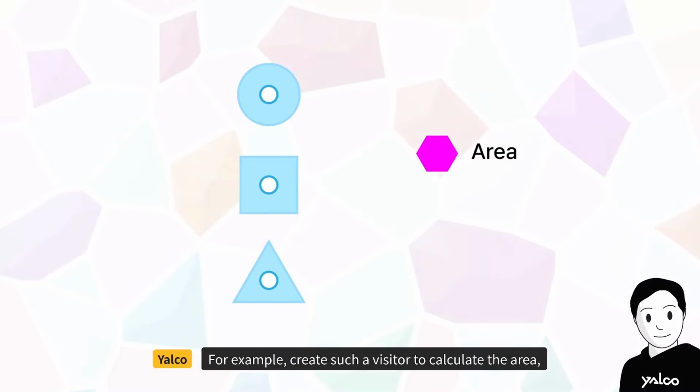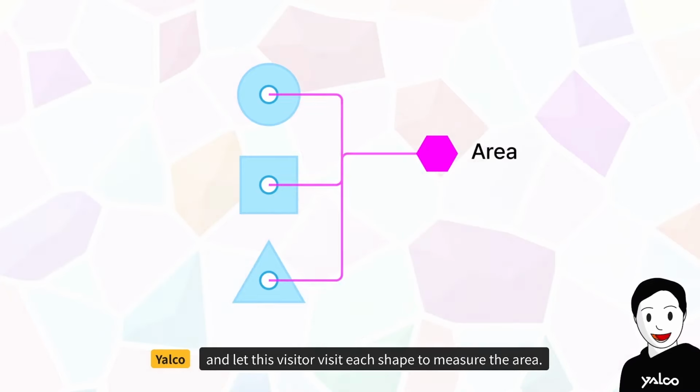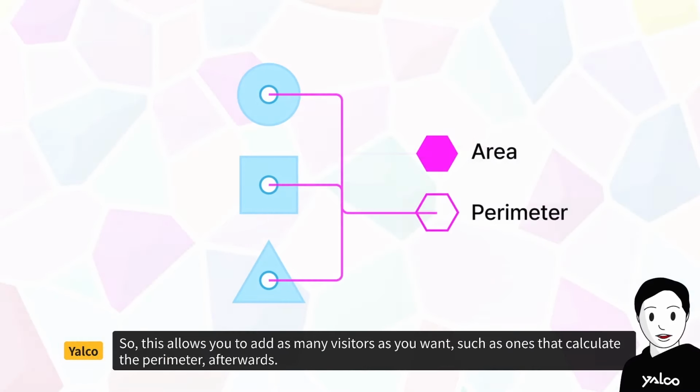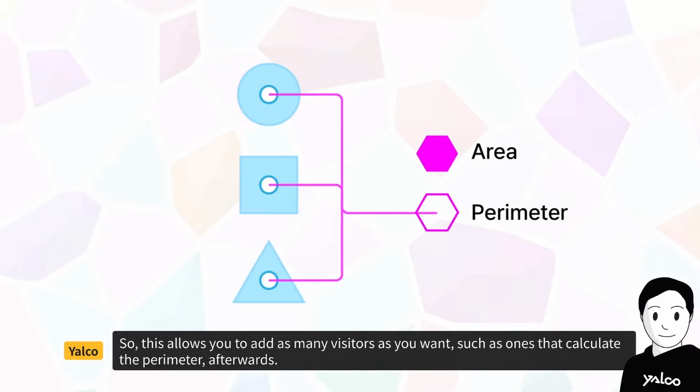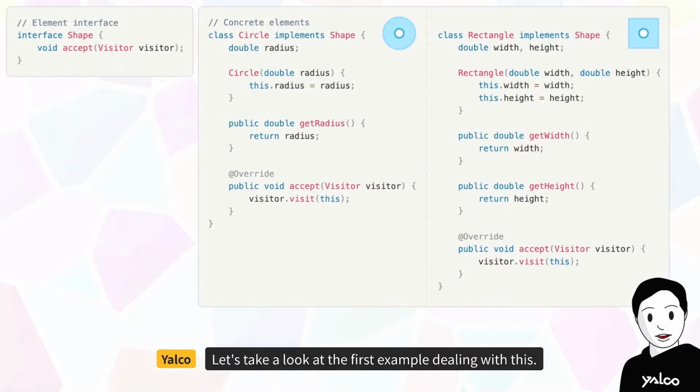For example, create such a visitor to calculate the area, and let this visitor visit each shape to measure the area. So, this allows you to add as many visitors as you want, such as ones that calculate the perimeter afterwards. Let's take a look at the first example dealing with this.